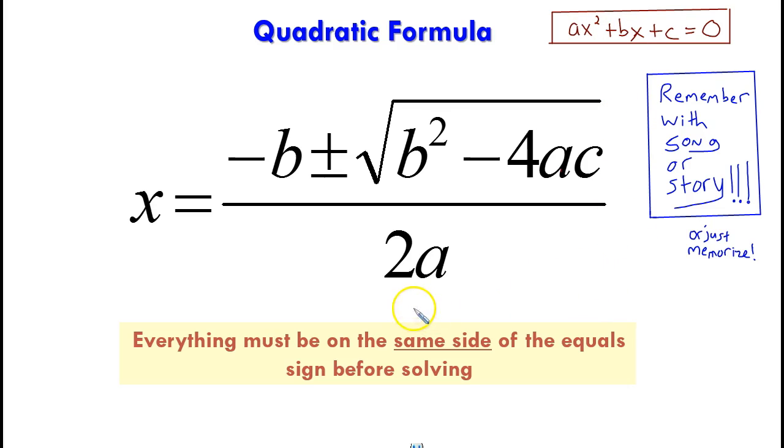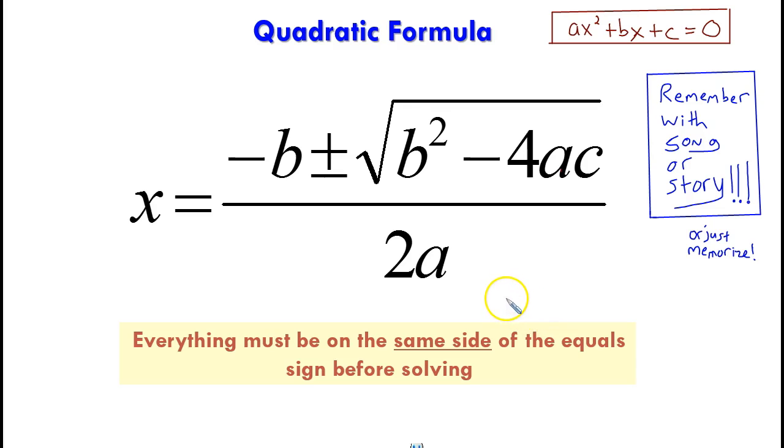Now, this is one of those formulas that students are just expected to memorize. You got to know it, and you can just straight up memorize it. It's really not that bad to memorize. A lot of students remember it with a song. That's how I was taught to memorize it when I was in high school. It went to a nursery rhyme tune.